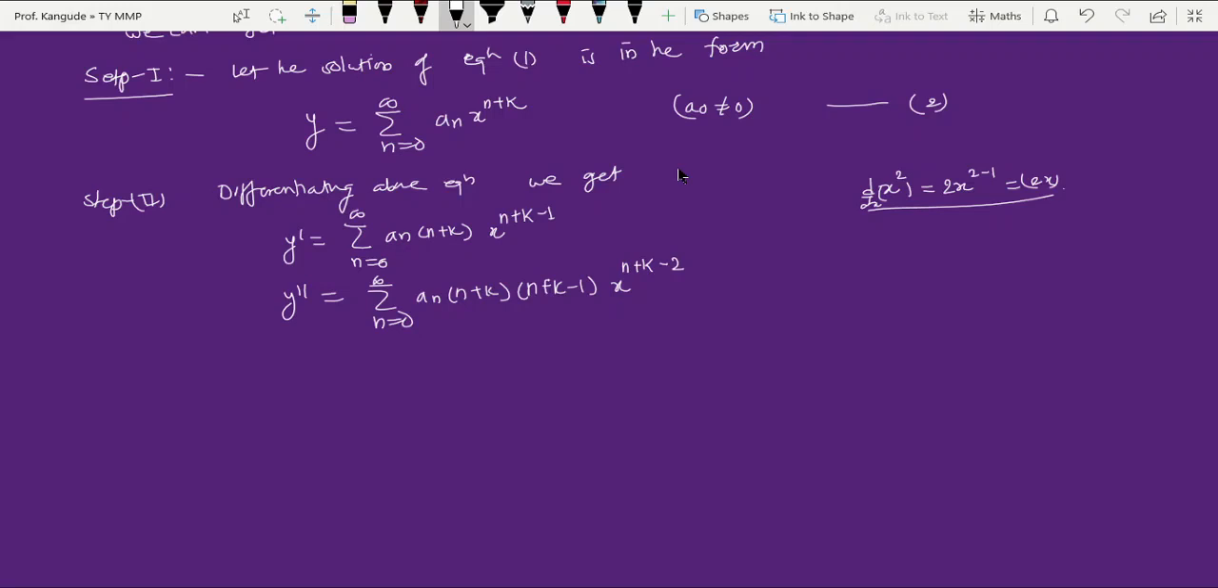First differential is summation over n equal to 0 to infinity an times n plus k into x raised to n plus k minus 1, and y double dash is summation over n equal to 0 to infinity an times n plus k into n plus k minus 1 multiplied by x raised to n plus k minus 2. So that power of x goes on reducing by 1 each time. Third differential also can be calculated.